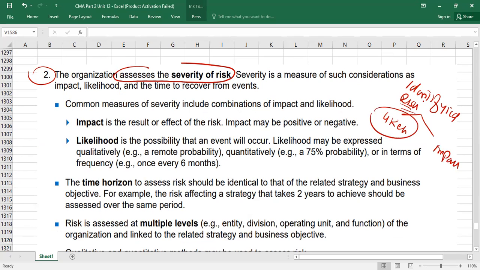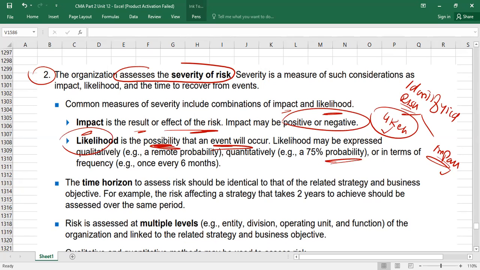Likelihood means how much chance there is that this risk will arise, which is also called probability. Impact means how severe it is. So for each risk, you will check. Obviously, if the risk is highly likely and impact is critical, maybe you will prioritize, right? If the risk is less likely and impact is minor, maybe you will not prioritize. That is why you always assess the risk in terms of impact and likelihood. Impact is the result or effect of the risk, and it could be positive or negative. Likelihood means simply the possibility, the chance of occurrence that this event will arise. Understood? It is also called probability.